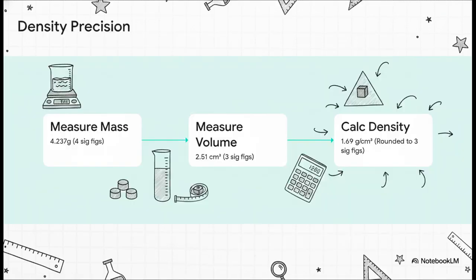Let's actually see how this builds in practice. When you do math with these measurements, your final result can never, ever be more accurate than your original data. If you multiply or divide, your final answer is only allowed to have as many significant figures as your least precise measurement. Period. Take this example. Mass has 4 significant figures, but volume only has 3. So even though your calculator will eagerly spit out 1.688047 and so on, you have to rein it in. You must round your density to 3 significant figures, making it 1.69 grams per cubic centimeter.